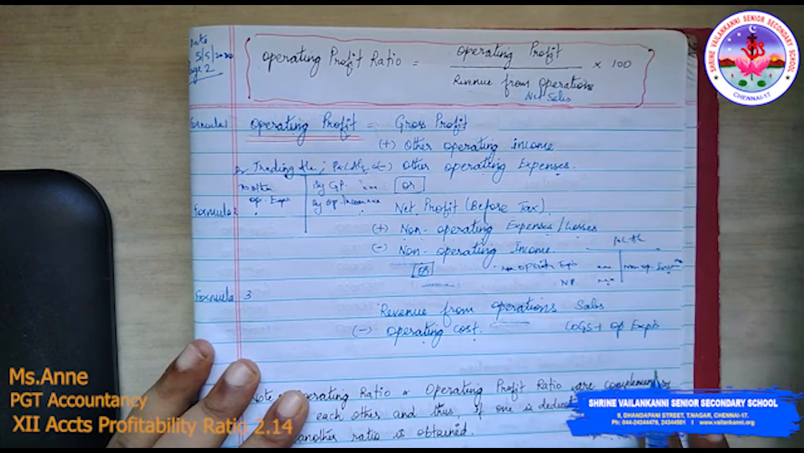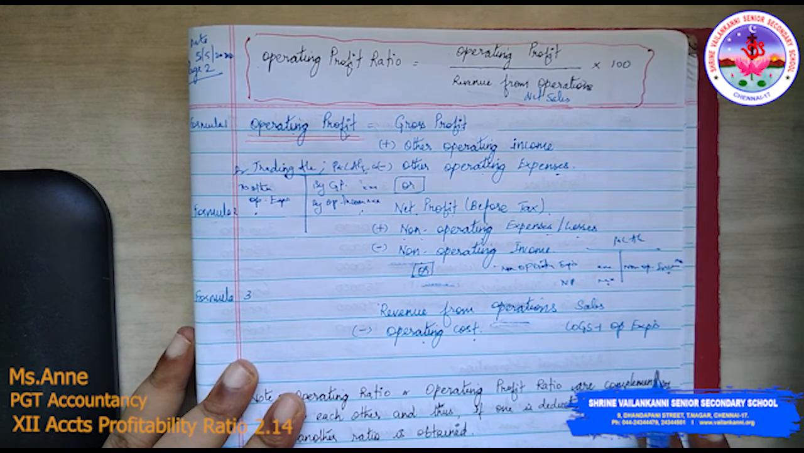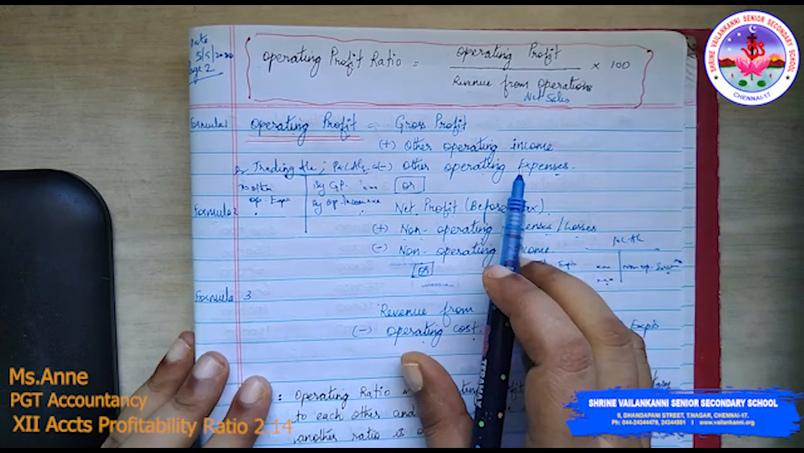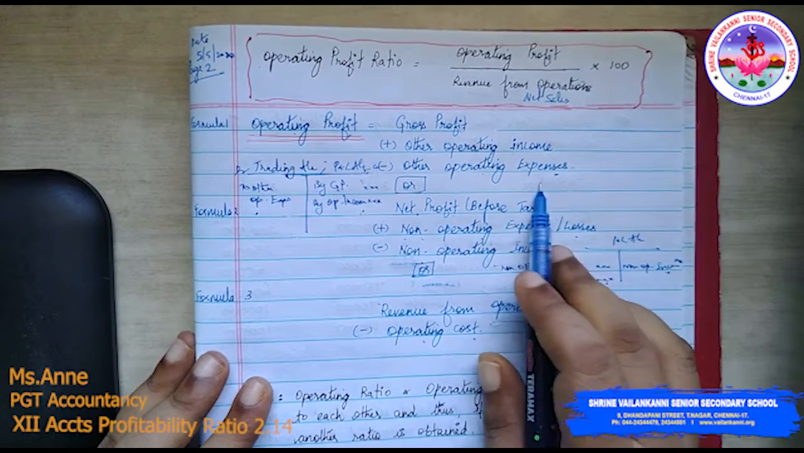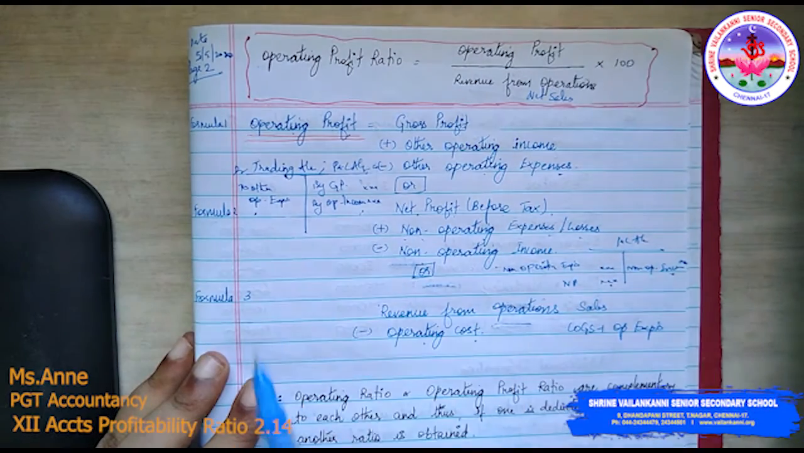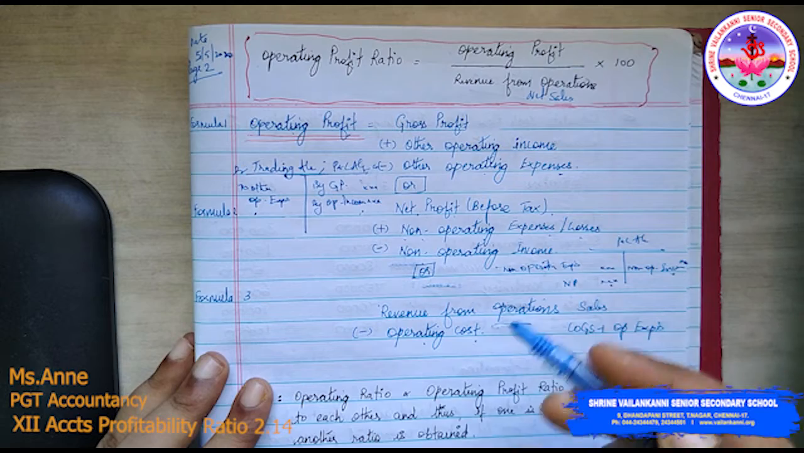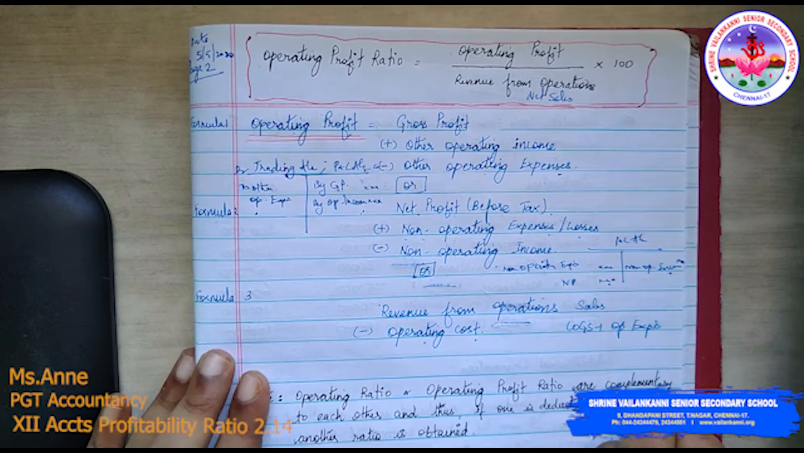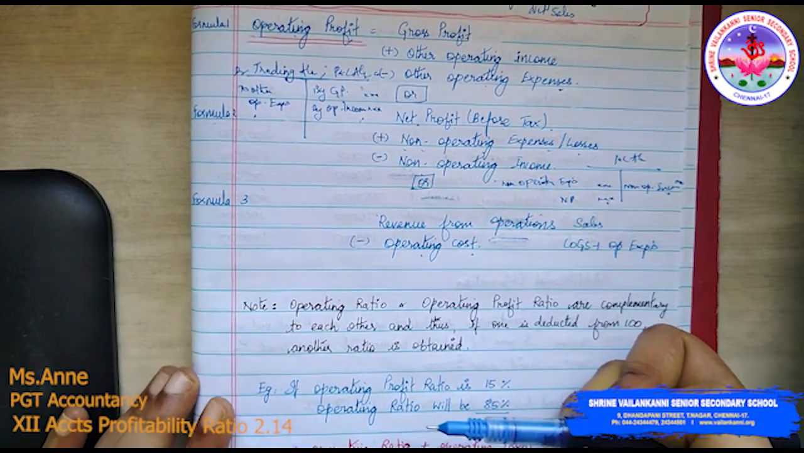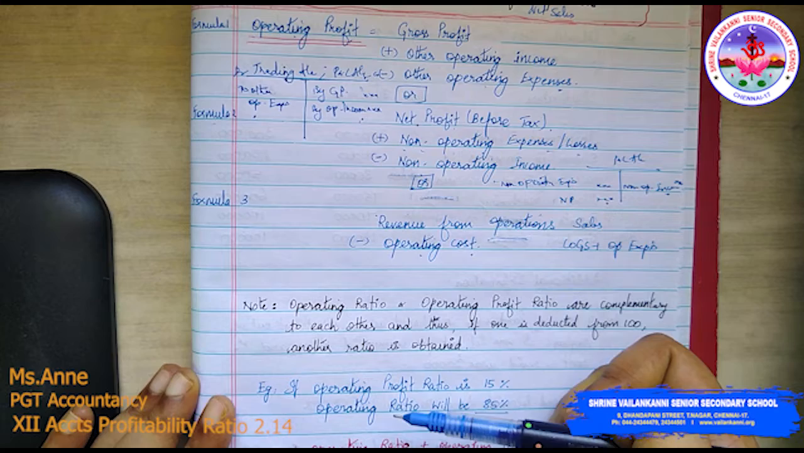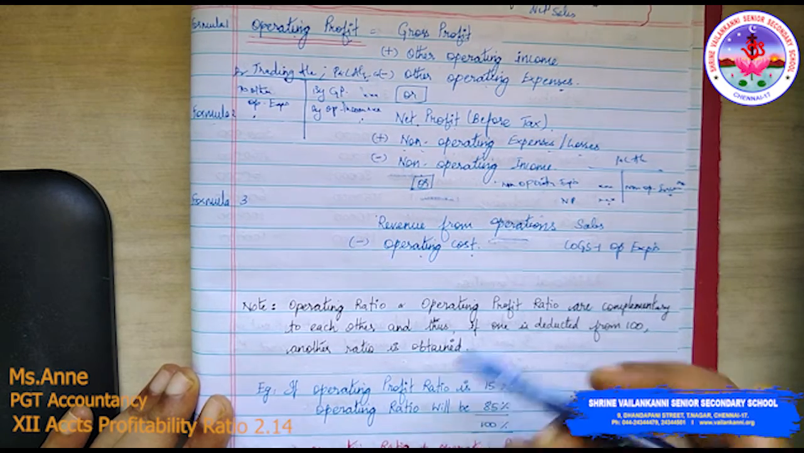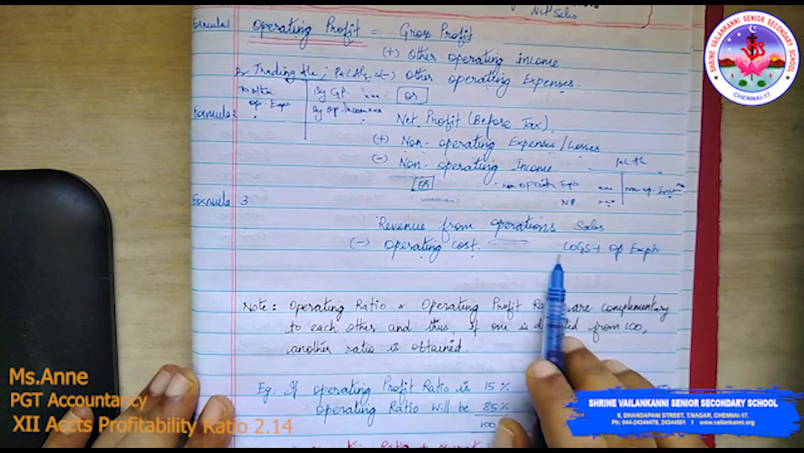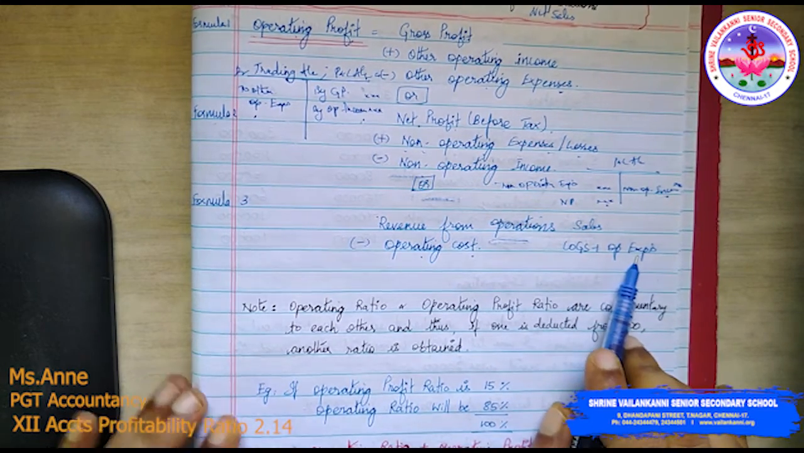How will you remember operating profit? Operating profit is nothing but gross profit add other operating income minus other operating expenses. You will get operating profit. Or you can use reverse formula. Net profit before tax add non-operating expenses or losses minus non-operating income. Or you have one more formula, sales minus operating cost. What is operating cost? It is nothing but cost of goods sold plus operating expenses.